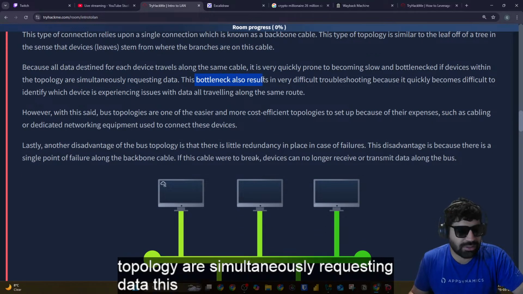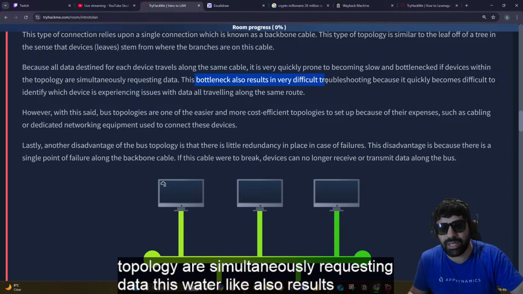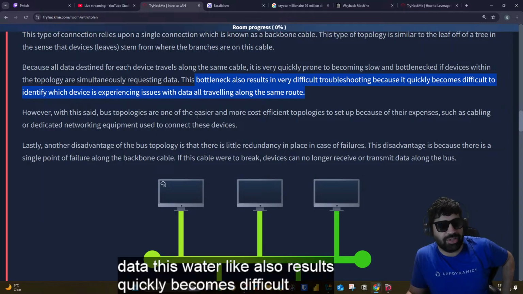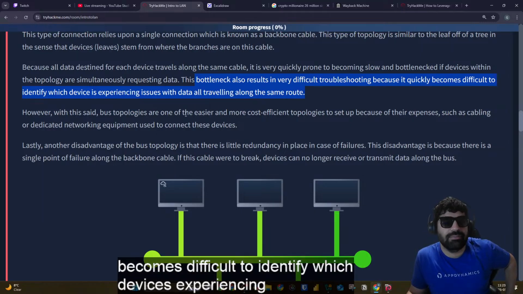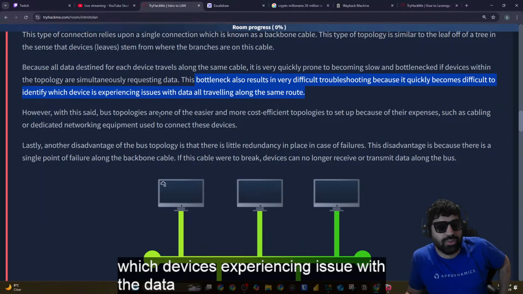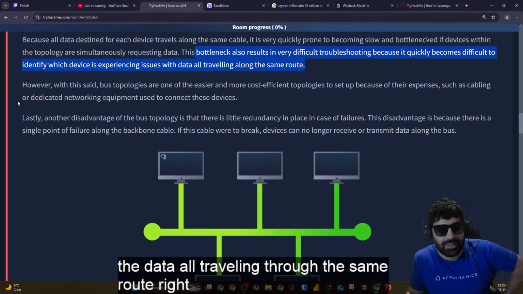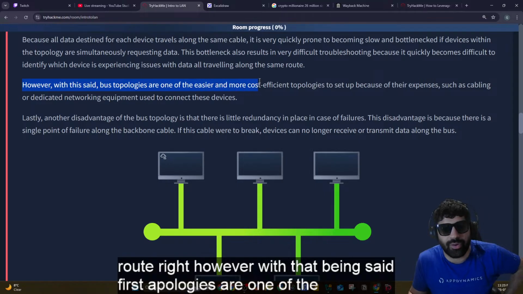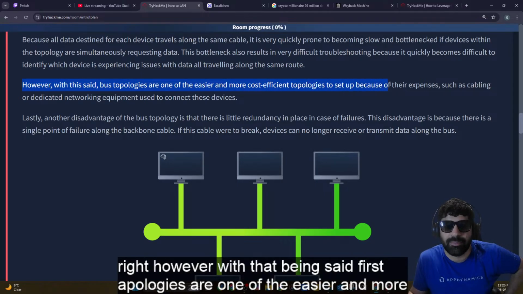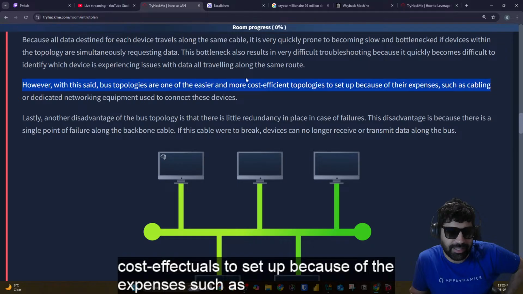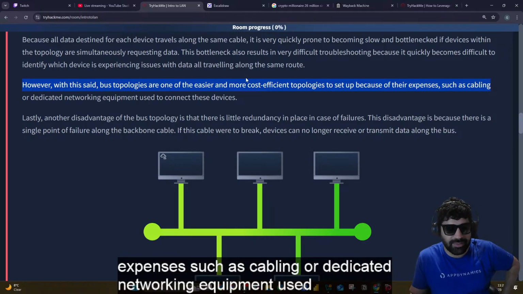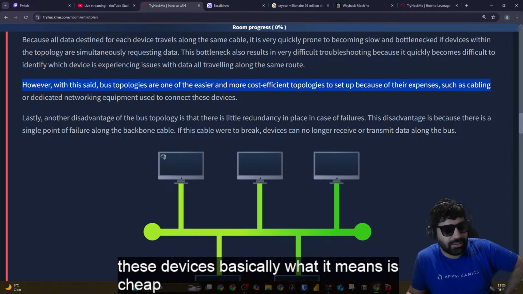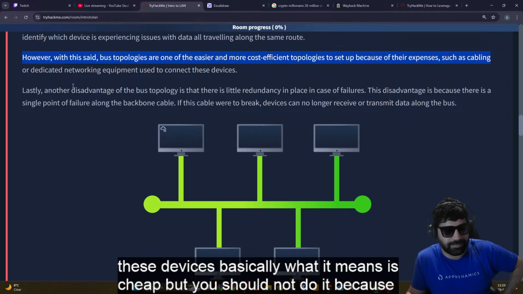This bottleneck also results in very difficult troubleshooting because it quickly becomes difficult to identify which device is experiencing issues with the data all traveling through the same route, right? However, with that being said, bus topologies are one of the easier and more cost-effective topologies to set up because of their expenses, such as cabling or dedicated networking equipment used to connect these devices. Basically, what it means is it's cheap, but you should not do it because it's pretty bad.